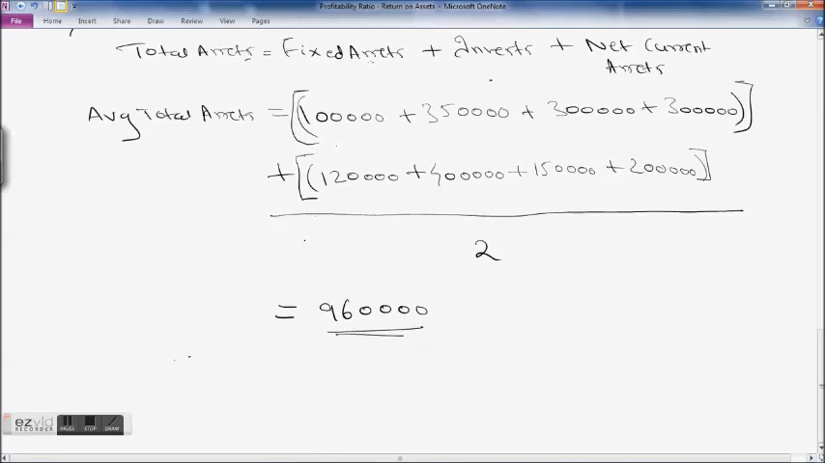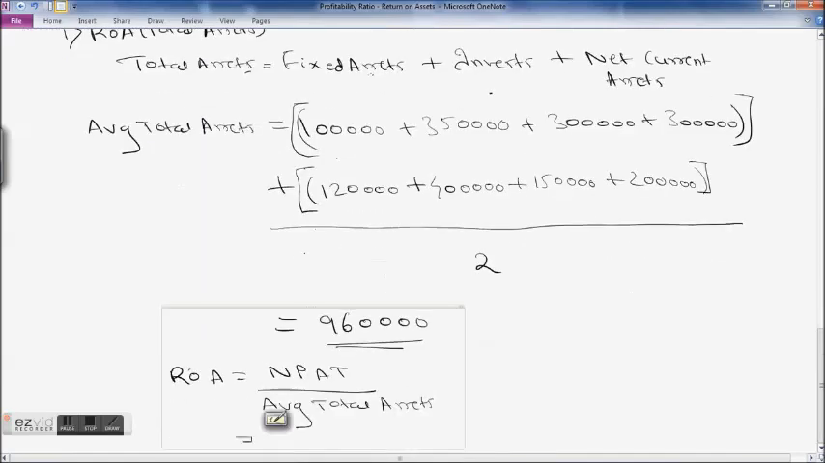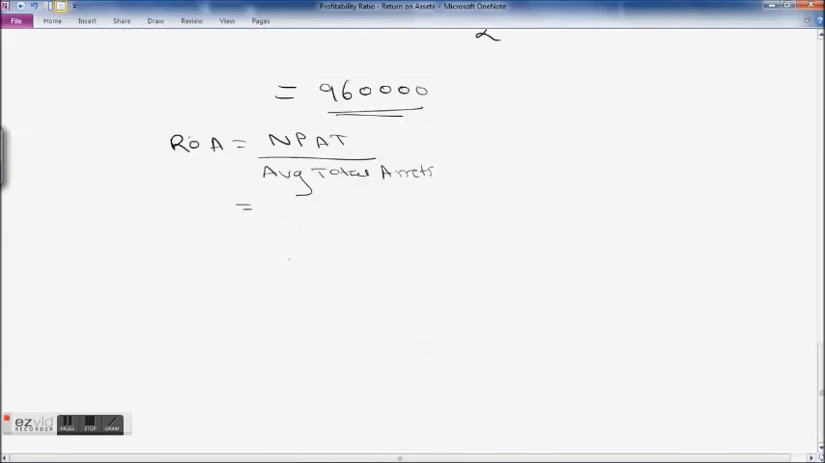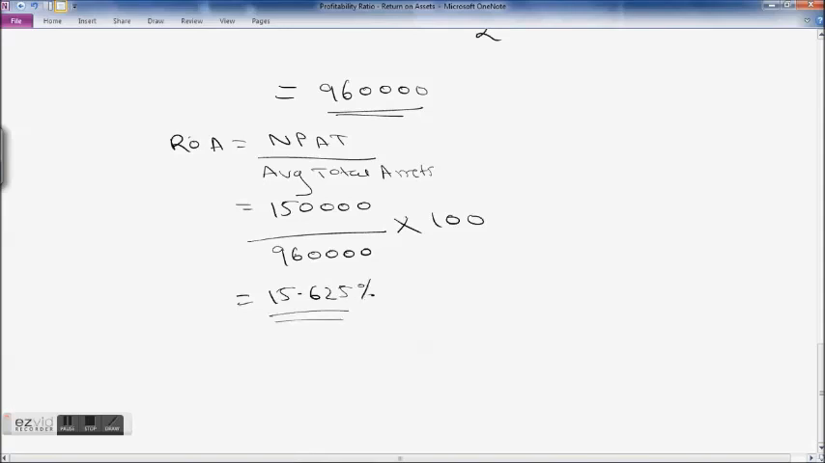So this comes to 9,60,000. Now return on asset is your net profit after taxes divided by average total assets. Net profit after tax is given here, 1,50,000. So 1,50,000 divided by 9,60,000. Now we have to calculate it in terms of percentages, so I am multiplying it by 100, and you get 15.625. So your return on asset is 15.625 percent on your average total assets.